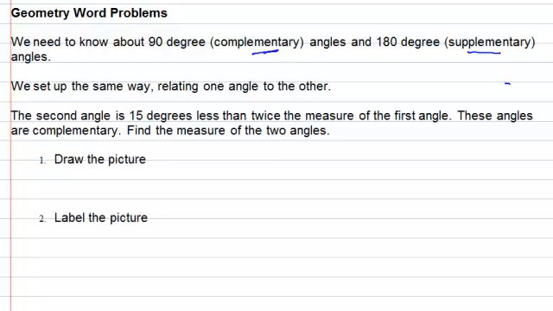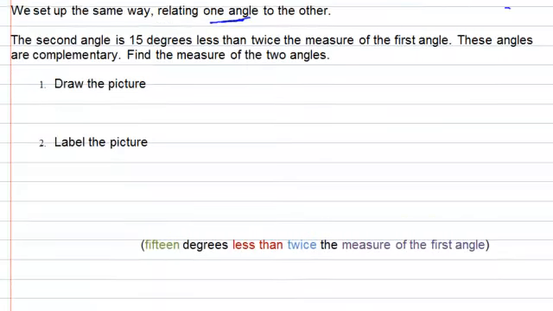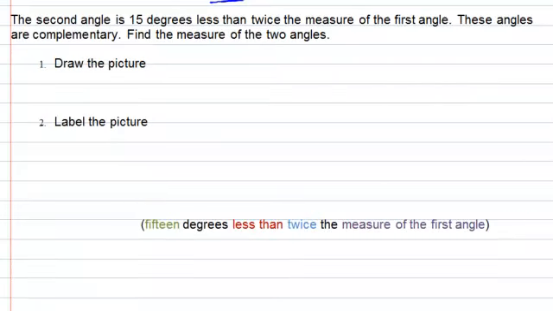Here we've got an angle problem, and again we are relating one angle to the other. So here's our problem. It says the second angle is 15 degrees less than twice the measure of the first angle. These angles are complementary. Find the measures of the 2 angles. So this is the information. We know that we're looking for both angles, and we know they're complementary.